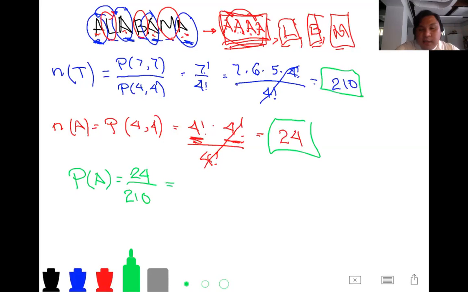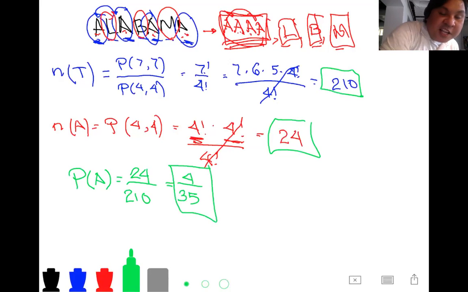I think the greatest common divisor is 6. So if we divide 24 by 6, we get 4. If we divide 210 by 6, we get 35. All right. And here is our probability. So the probability of rearranging the letters in the word Alabama, so that all the A's are together, is 4 out of 35.